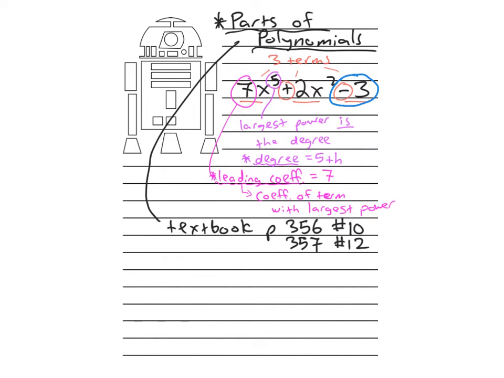Lowest coefficient. It has the lowest exponent. What's the exponent there for the x that's missing? 0. This is the constant term. The thing that does not have a variable. No variable. The non-variable term.